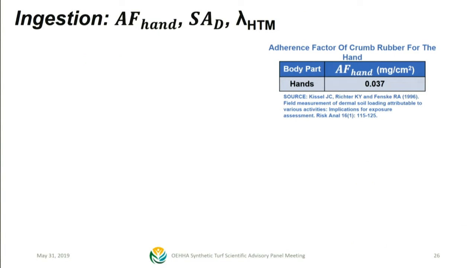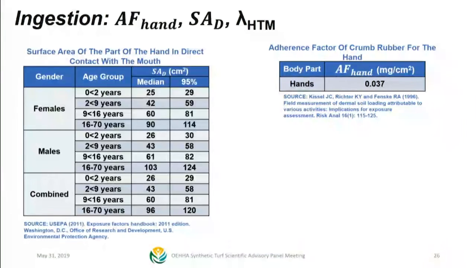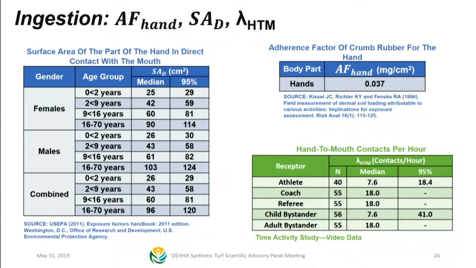Shown here is the adherence factor of the hand as taken from that literature study I mentioned, Kissel et al. Here shows the calculated surface area of the four fingers that are assumed to be in direct contact with the mouth. These values were calculated by multiplying the surface area of both hands by 10%. And here shows the hand-to-mouth contacts per hour for each field user category.